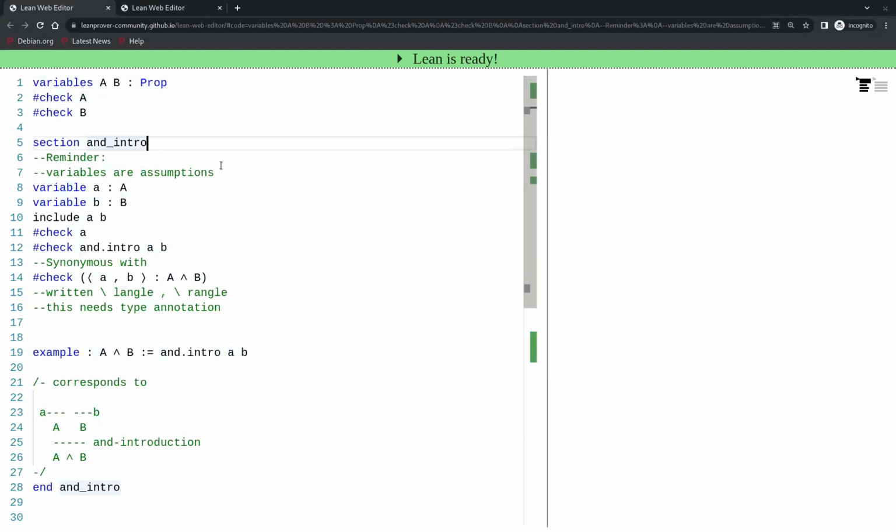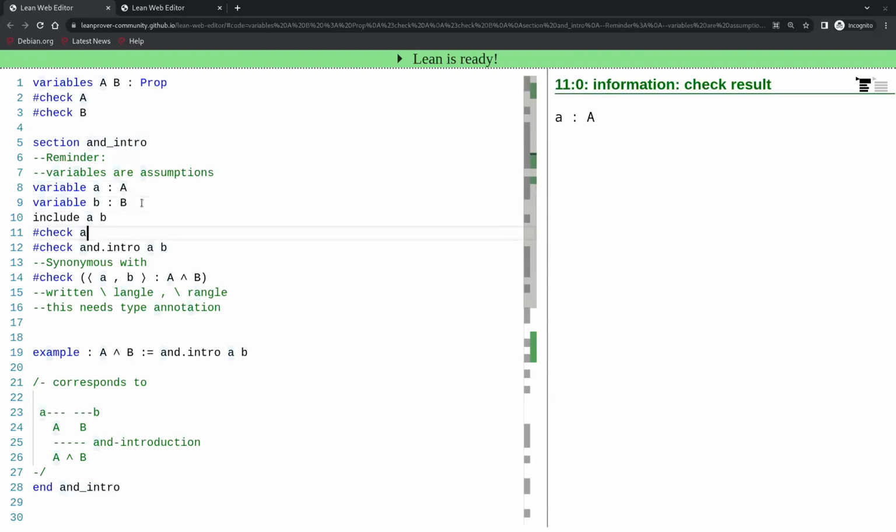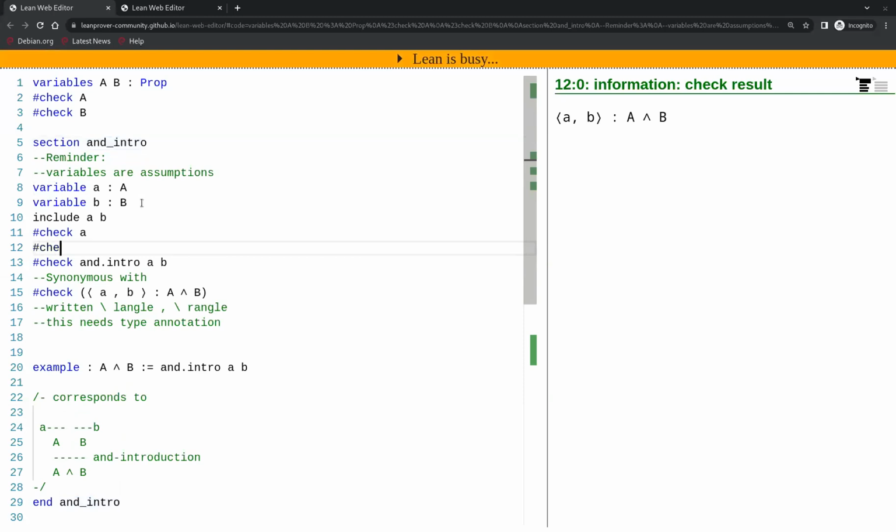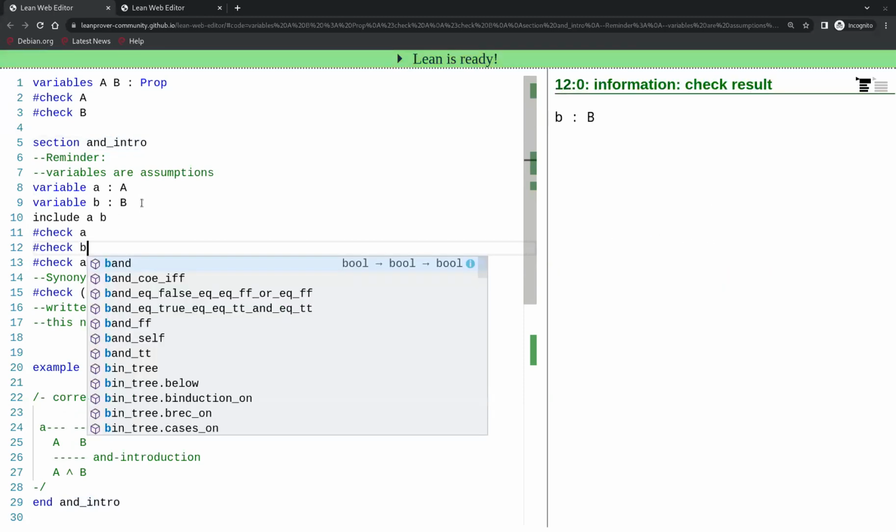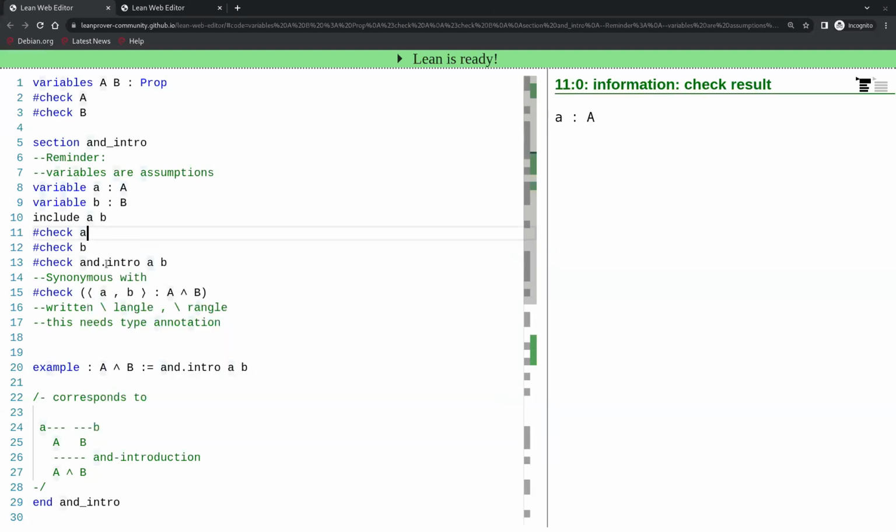In the first section, the goal is to study how we can prove a proposition of the form A and B, provided that we have proofs of A and proofs of B separately. This is what is called the introduction rule for AND. So we assume here in lines 8 and 9 that we have proofs of A and B at our disposal. So tiny a and tiny b are proofs of A and B, respectively.